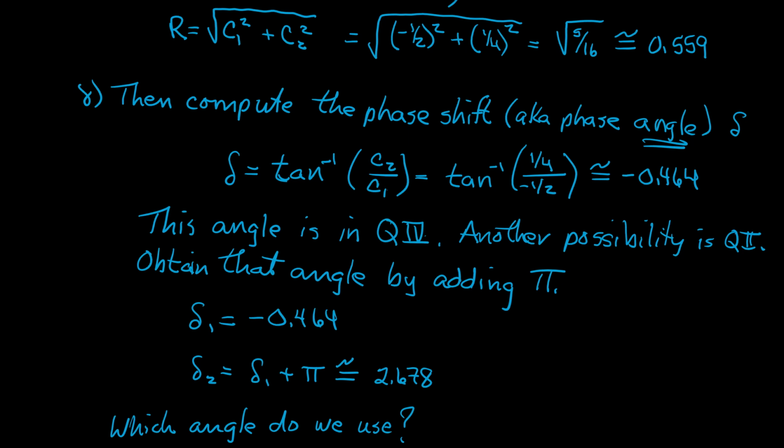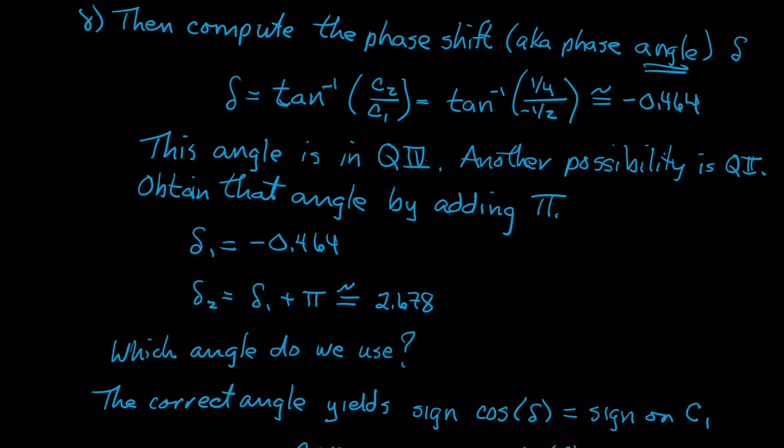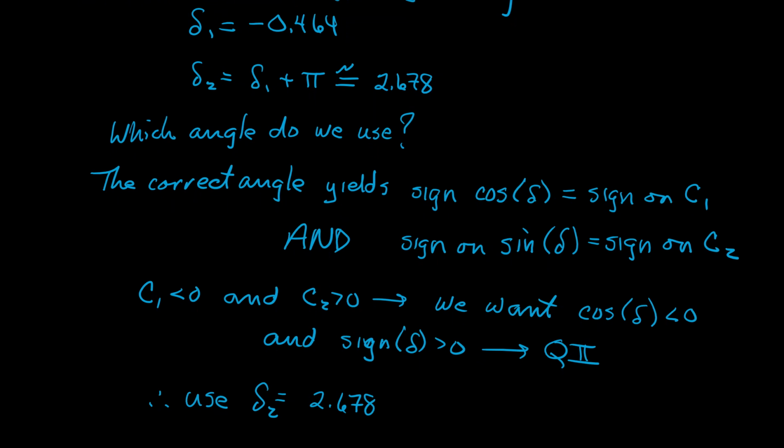Now, this is going to wind up being in the fourth quadrant. Another possibility is this angle could be in the second quadrant. I wonder which it is. We're going to use our negative 0.464 as delta 1, which is now at the top of the screen. Delta 2, which is in the second quadrant, is achieved by taking delta 1 and adding pi. That works out to be about 2.678. So the question is, which angle do we use? We've got two angles, we can only go with one of them.